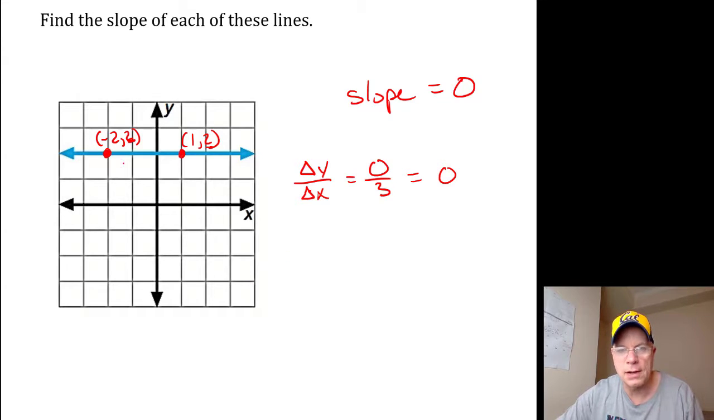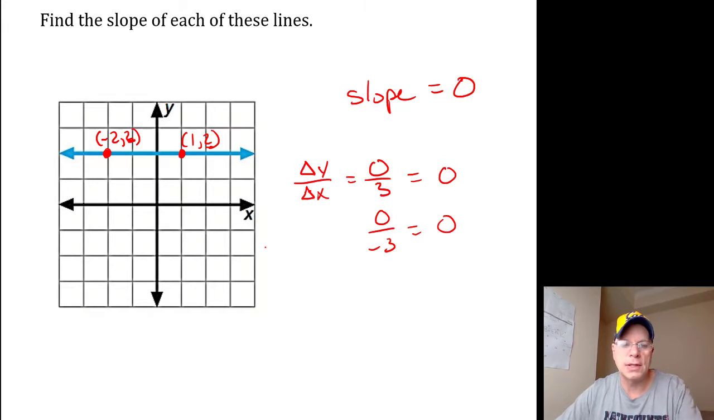If I had started here and gone the other way, 0 divided by negative 3 is also 0. So if you have a horizontal line, the slope is 0.